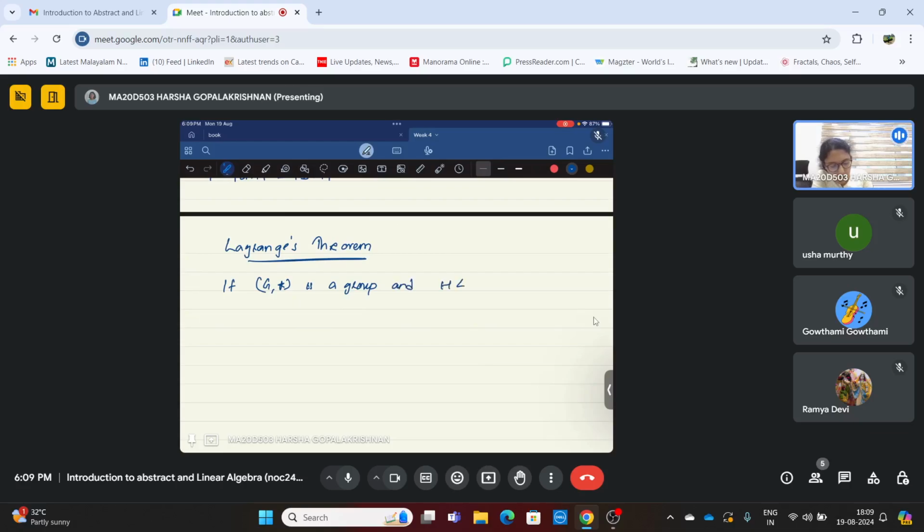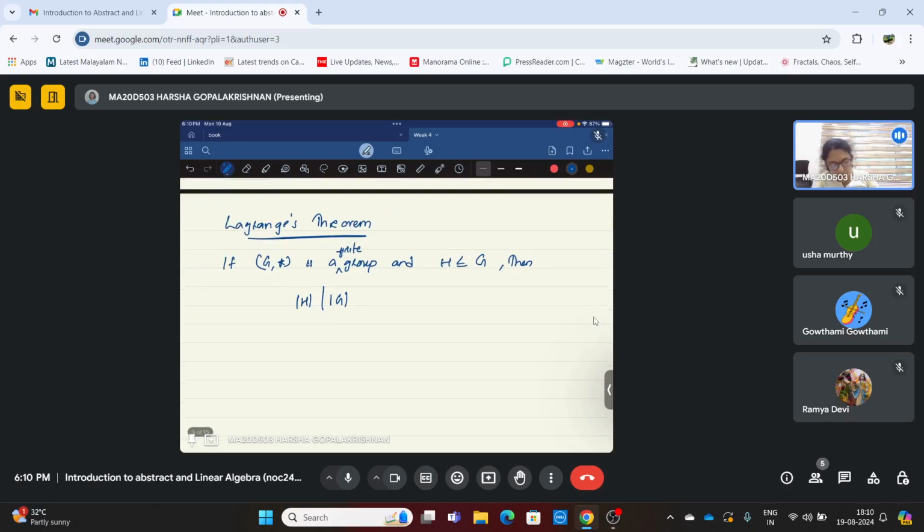If (G, *) is a finite group and H is a subgroup of G, then the order of H divides the order of G. Whatever subgroup we take, the order of the subgroup divides the order of G. Why am I taking finite? For infinite groups we cannot do this kind of division. So that is Lagrange's theorem.